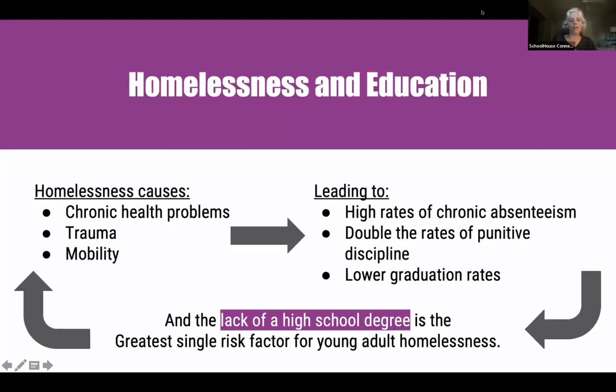More so than income level, more so than being pregnant or parenting, more so than issues of sexual orientation or gender identity or race. It was not having a high school degree that was the number one risk factor. So I think that's just really important for you all to know.